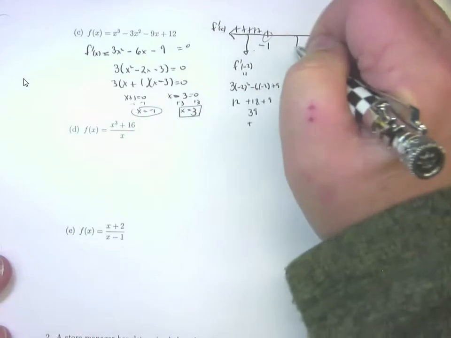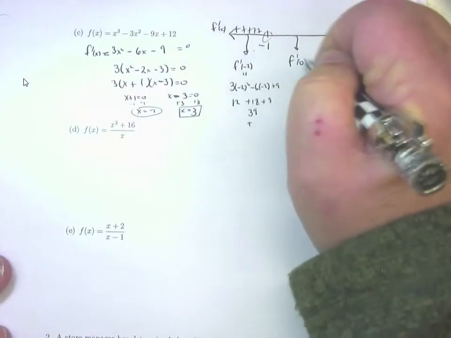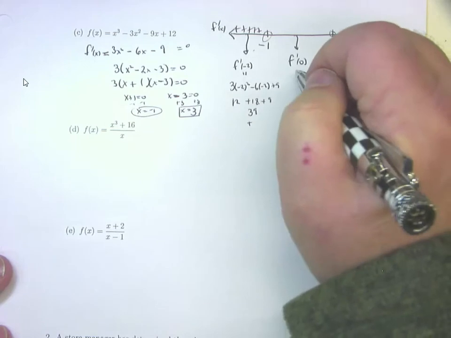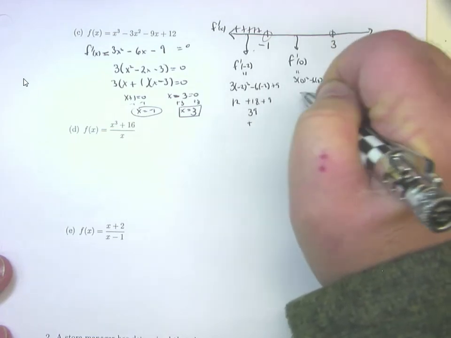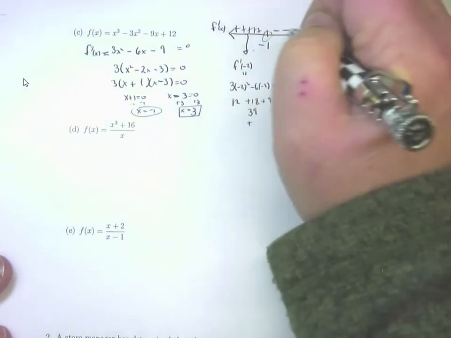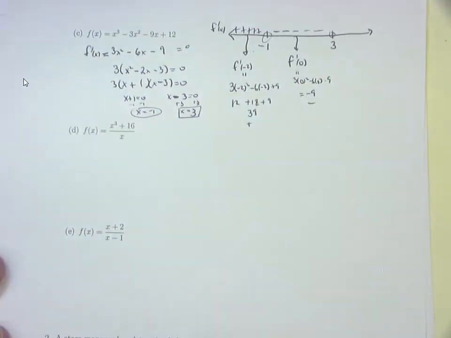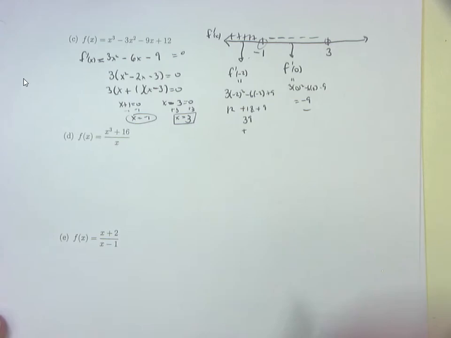All right? Pick a number between negative 1 and 3. Guess which one I'm going to use? You got it. Plug in 0. 0 is in that interval. And when I plug in 0, that's 3 times 0 squared minus 6 times 0 minus 9. That's equal to negative 9. It's negative, so everybody in that interval is negative. And pick a point bigger than 3. I choose 4.